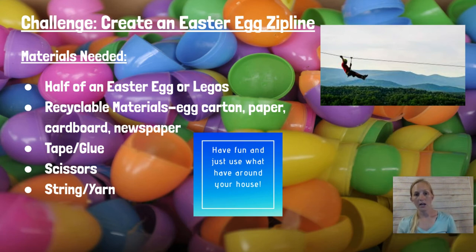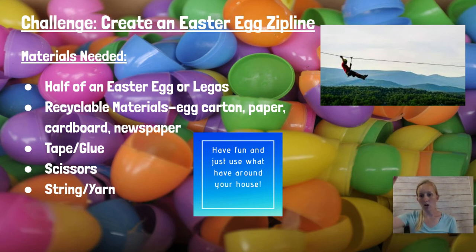And then you're going to take any recycled materials: egg carton, paper, cardboard, newspaper, any boxes or anything that you have to make your zip line. And then you can use tape or glue to get it all put together, and scissors. And then you're going to need a string, yarn, or ribbon to act as that rope, or that pulley kind of system, rope for that zip line.